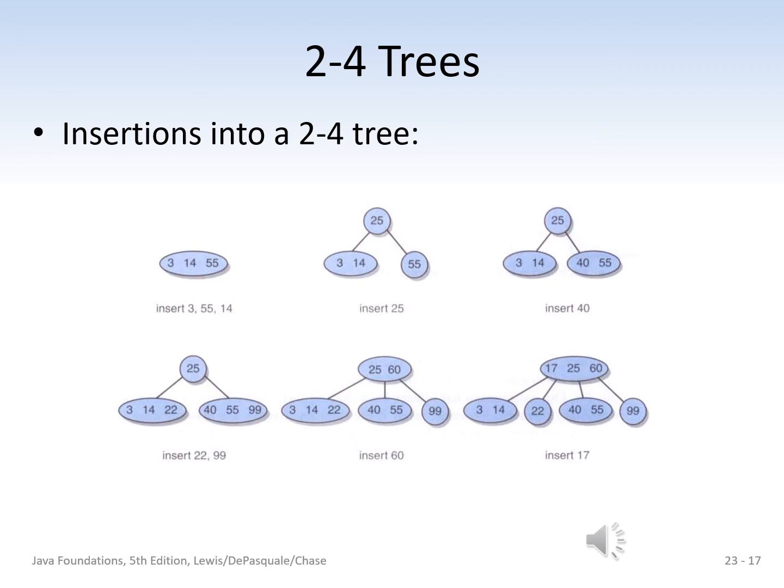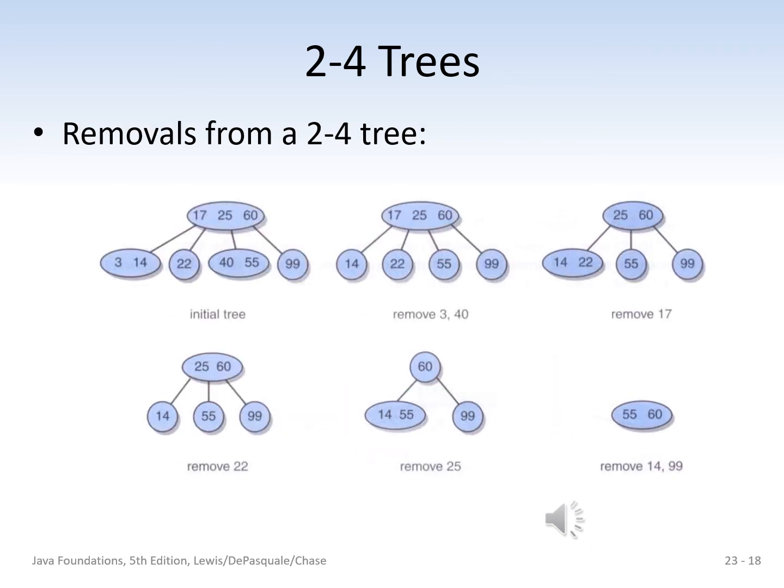3 and 14 are less than 17. 22 is greater than 17, less than 25. 45 and 55 are greater than 25 and less than 60, and 99 is greater than 60. So there you go. Pretty straightforward, I think, at this point in the lecture.